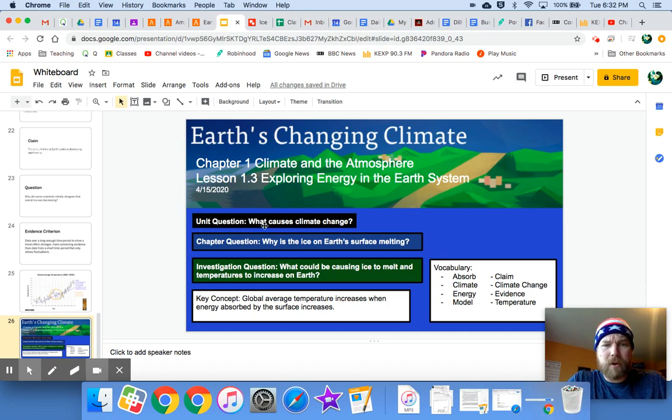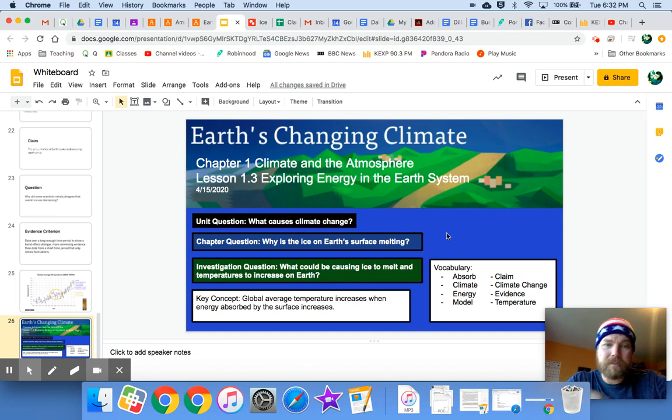Our unit question is, what causes climate change? We're figuring out a lot about that, and we're going to keep exploring it. Our chapter question right here is, why is the ice on Earth's surface melting? You're actually going to write a claim about that today. Our investigation question today is, what could be causing ice to melt and temperatures to increase on Earth?